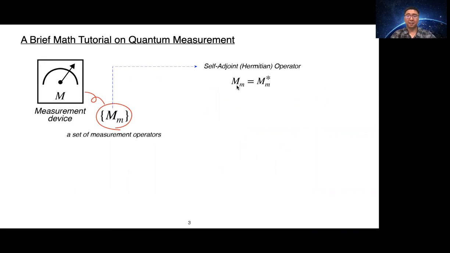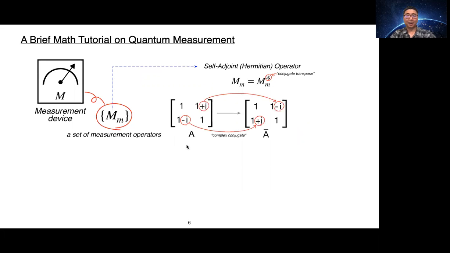What is a Hermitian? If an operator is Hermitian, the operator is equal to its conjugate transpose. This star sign is a conjugate transpose. What is the conjugate transpose? Let's consider we have the following operator A. Then the complex conjugate of A is changing the sign on the imaginary part of each entry from plus to minus and minus to plus.